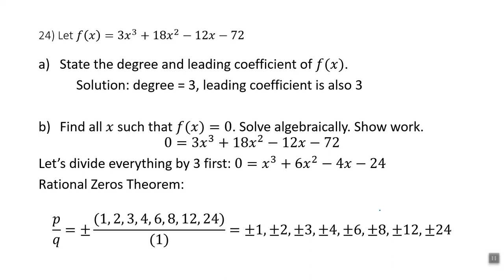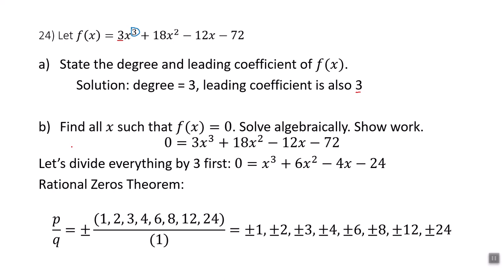All right, let's talk about polynomials. State the degree and leading coefficient of f of x, which is equal to 3x cubed plus 18x squared minus 12x minus 72. The degree is the highest power of any of the variables, so the degree is 3. And the leading term, the leading coefficient, that's the 3 we're referring to for the leading coefficient. The fact that they're both 3, a little bit of a bummer, but that's the way it goes.